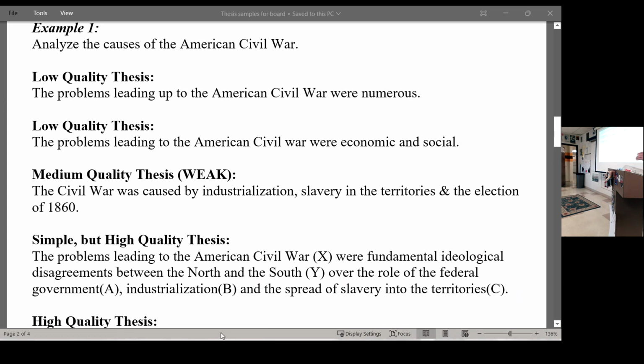Another poor one. No why, and "economic" is way too vague. I want specific ones, like dealing with the Industrial Revolution and social, ideological issues about slavery. This one is medium. It's not horrible, but it's what we would call weak. "The Civil War was caused by..." it's lacking a what? A why, that thing tying it together. I get that a lot. It's weak. That means you haven't really gone through an analysis to come down to this overarching reason why.